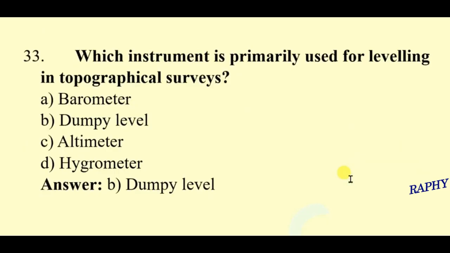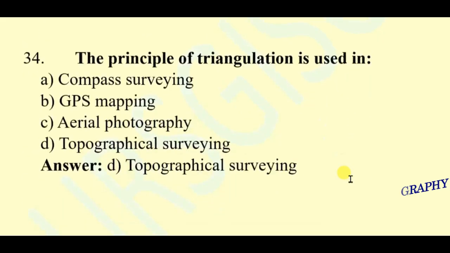Question 33. Which instrument is primarily used for leveling in topographical surveys? Barometer, dumpy level, altimeter, hygrometer. Here the right answer will be dumpy level.